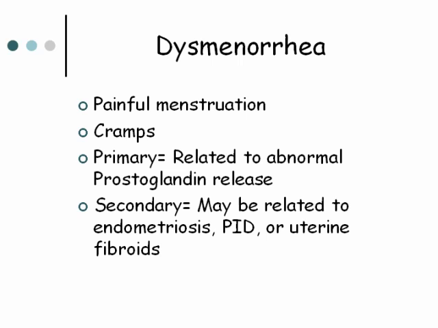So let's start with dysmenorrhea, which is painful menstruation or painful periods, basically cramps. I know all you females have probably had cramps. They can be primary or secondary. Primary dysmenorrhea is related to abnormal prostaglandin release. Secondary is when you have cramps related to some other cause: endometriosis, maybe pelvic inflammatory disease, or maybe even some fibroids or some little tumors there on the uterus.